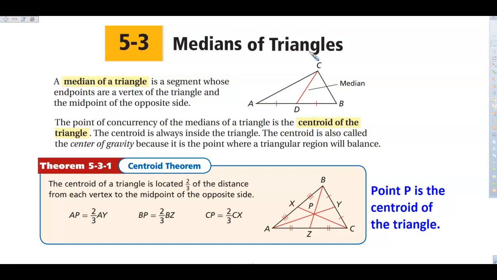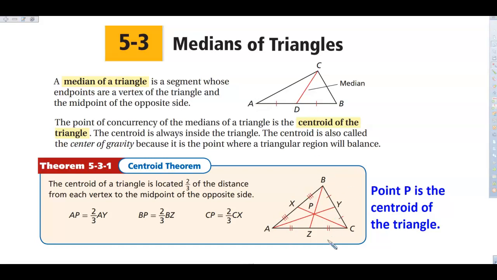A median is a segment that connects the vertex of a triangle with the midpoint of the opposite side, all right? So we're going to go vertex to midpoint, and that is always a median. Again, there are three in every triangle.